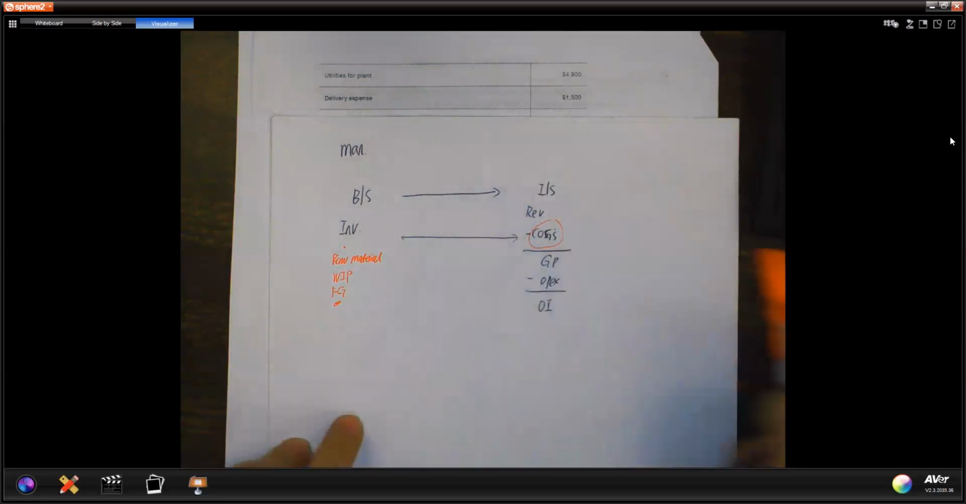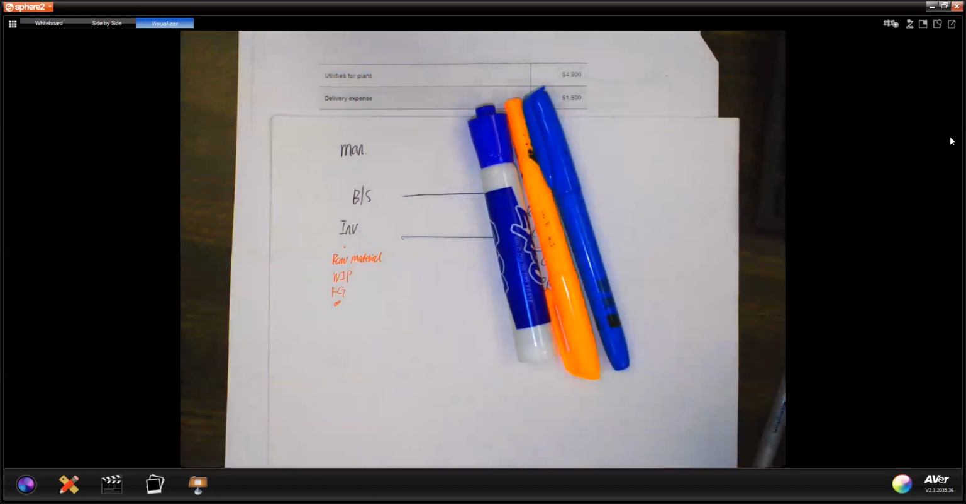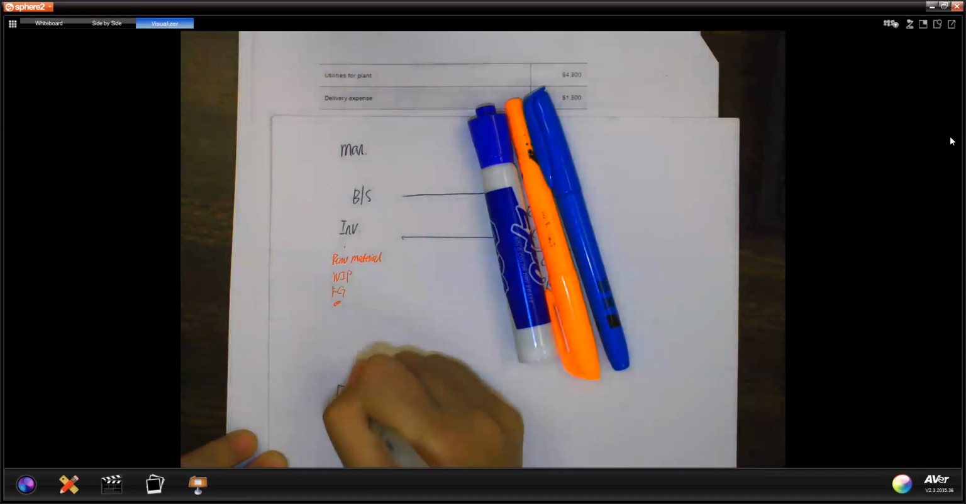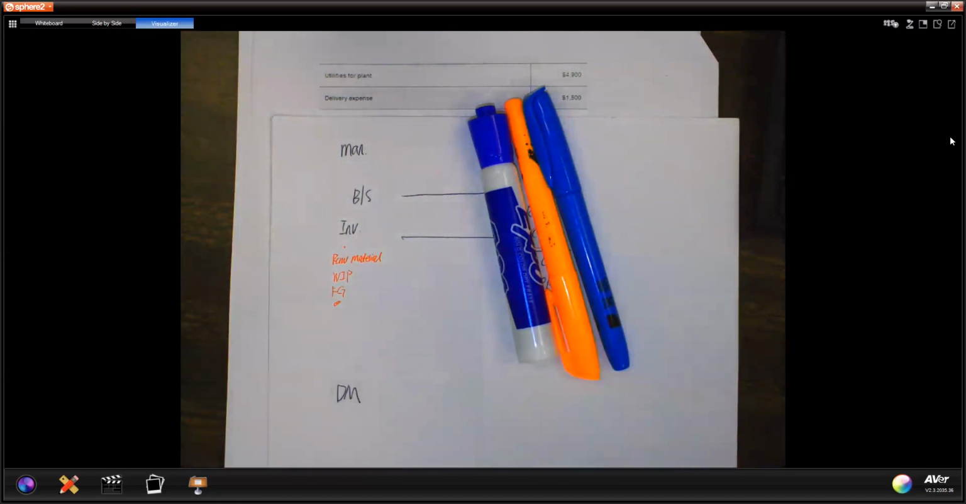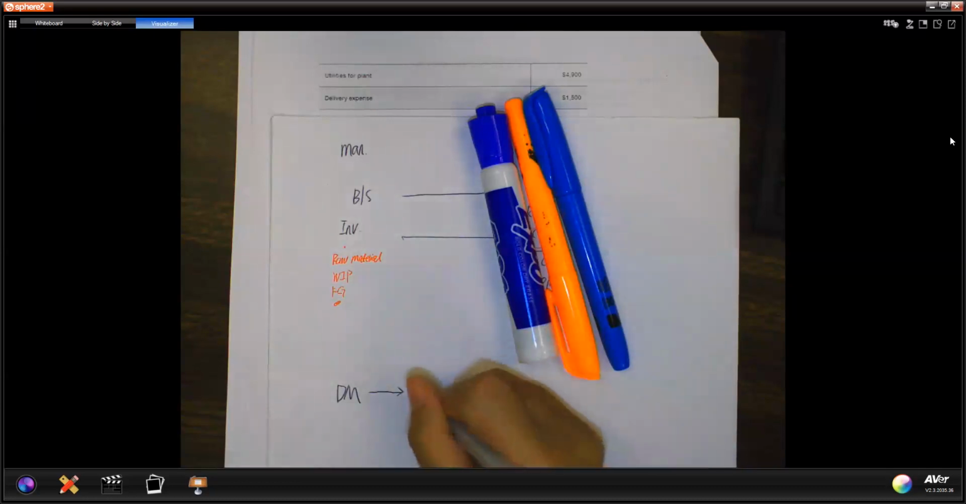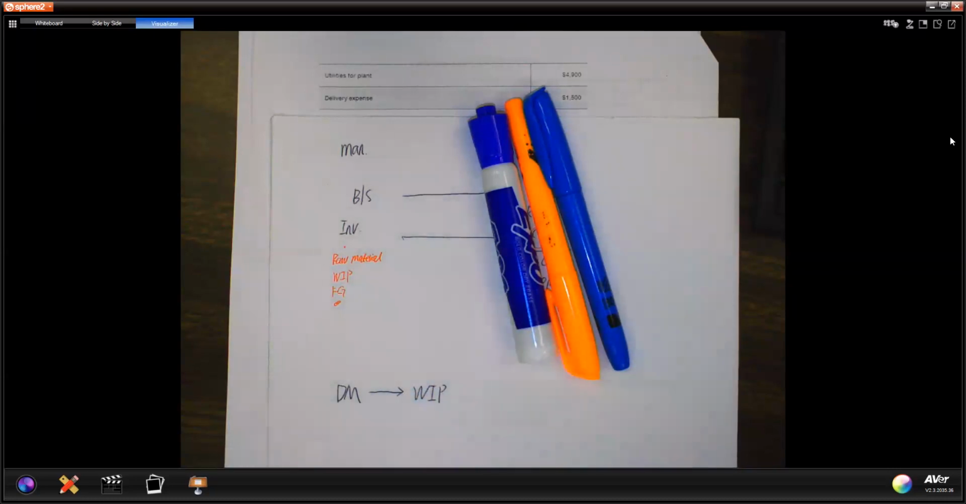So how do we get the finished goods? That's the flow of the cost, how to make the pen. We start with direct material, which is basically the raw material, the ink and the plastic. Then you move all this direct material from the warehouse to the production department, and that will become your work in process.